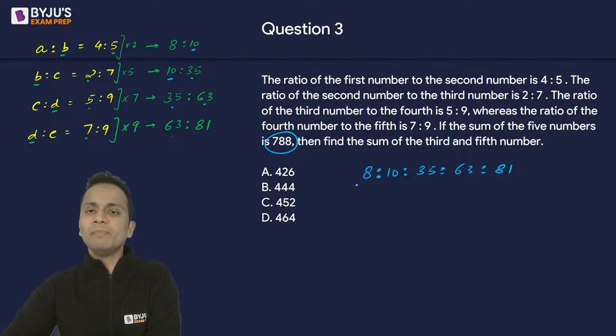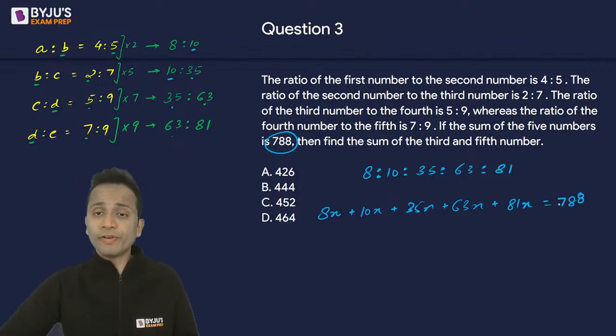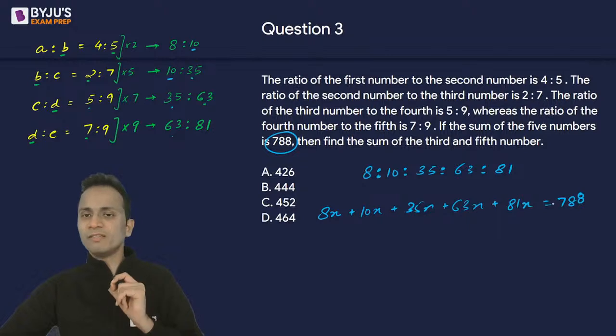So I'll assume the values of A, B, C, D, E as 8x, 10x, 35x, 63x, and 81x. The sum of these values is given as 788. Now simplify this equation and get the value of x. Once you get the value of x, you will get the values of all these numbers. So get the value of x.